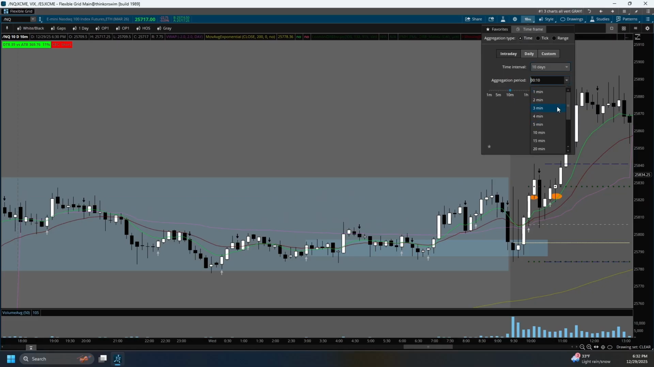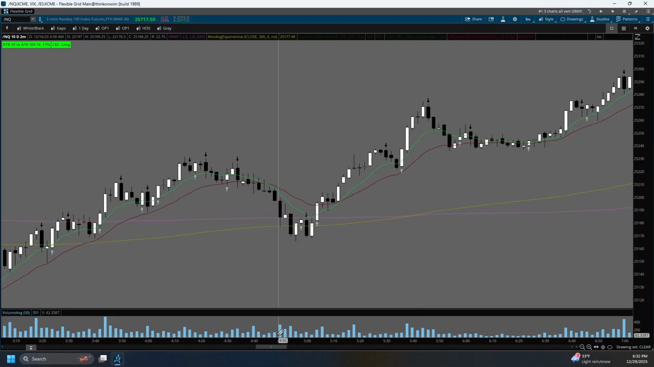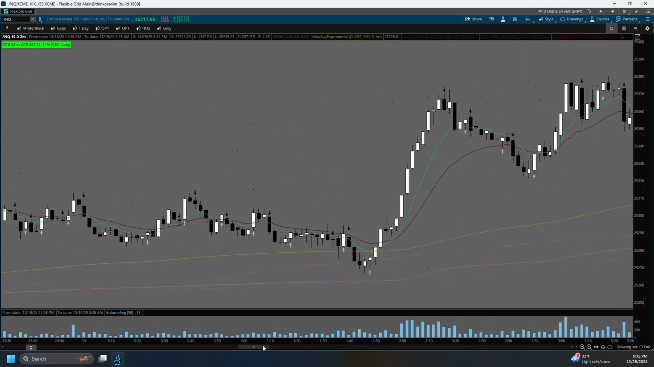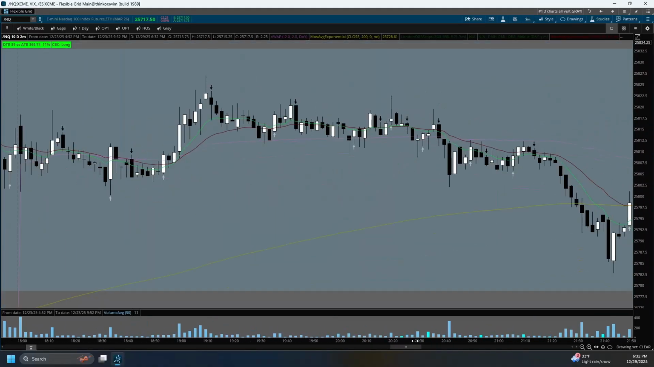Let me go down to the 2-minute chart, and we'll look at that more closely. I have to go backwards. No, I have to go forwards. There we go.